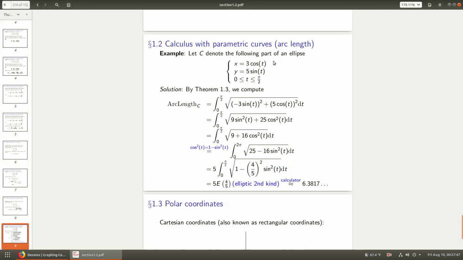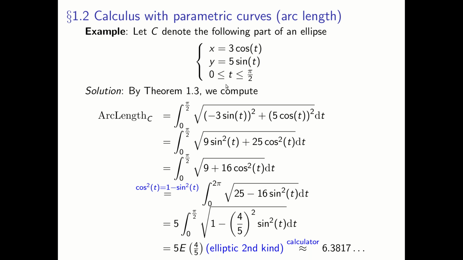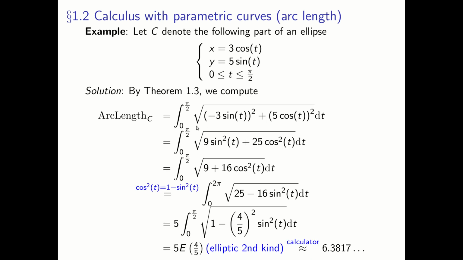And so let's just look at the formula. The formula tells me to differentiate each of these two functions, square them, add them, and put them under a square root. So I take this function, I take its derivative, which would be minus 3 sine of t, and I square it. And I take this function, the y, and I take its derivative, which would give me 5 cosine t, and I square it. And then I square root the whole thing, and I integrate over my t values, because look, this says a to b. So I integrate 0 to pi over 2, because those are the values my t is between.